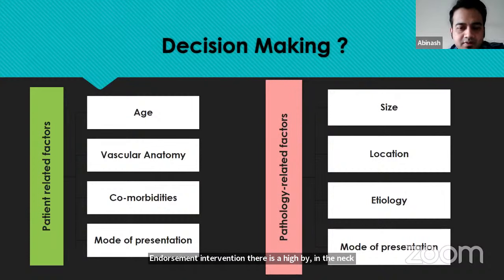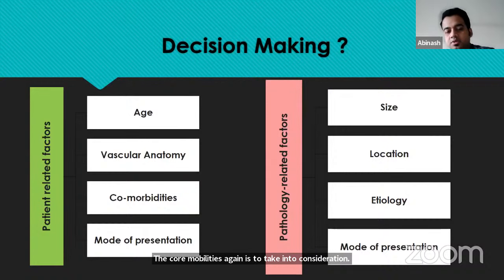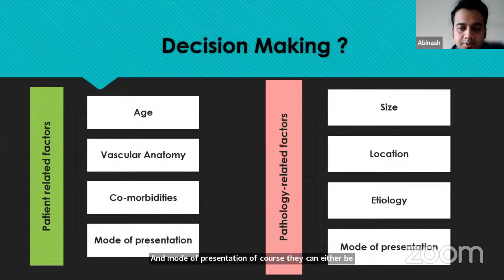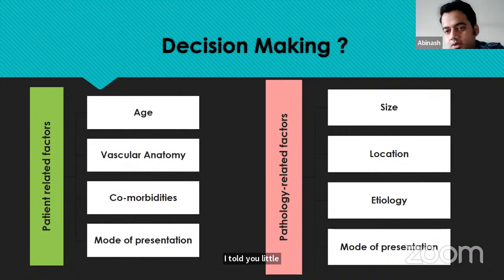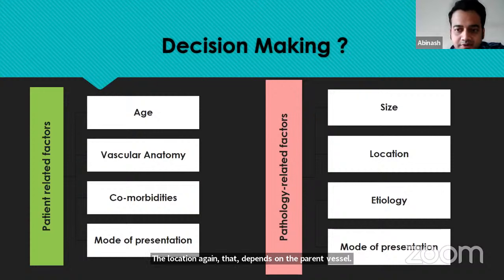So comorbidities, again, we have to take into consideration. And mode of presentation, of course, it can either be an emergency presentation or elective, like a screening kind of presentation. Pathology-related factors, of course, the size: very small aneurysms can be observed and followed up sequentially. The location, again, depends on the parent vessel. If it is very high up, crossing the mandible, then open surgery becomes difficult and endovascular takes the upper hand.